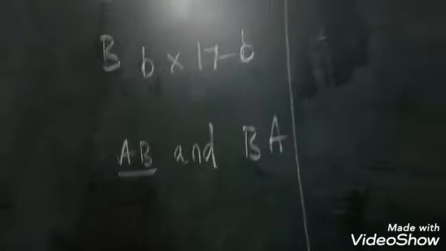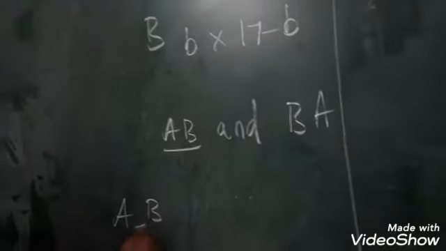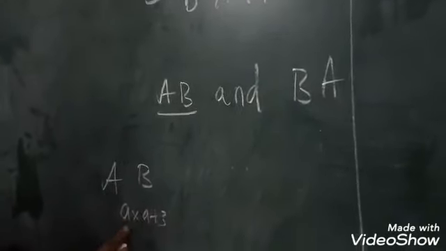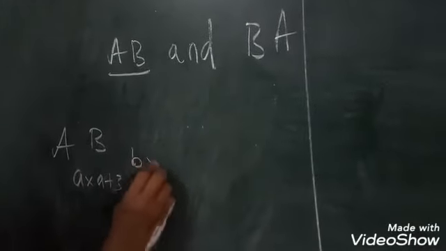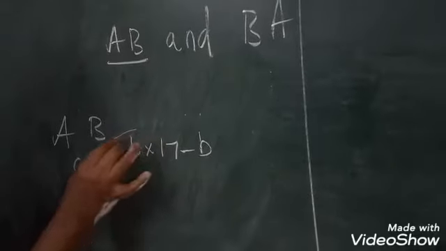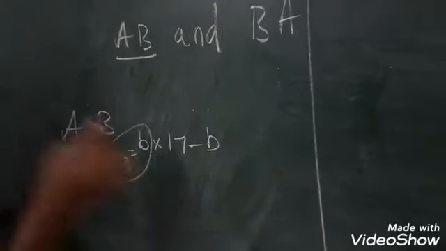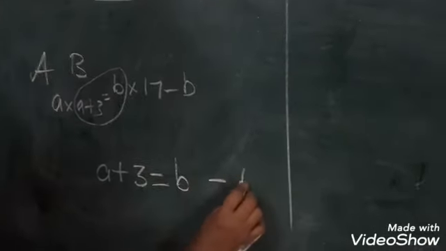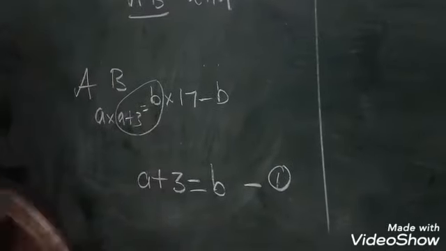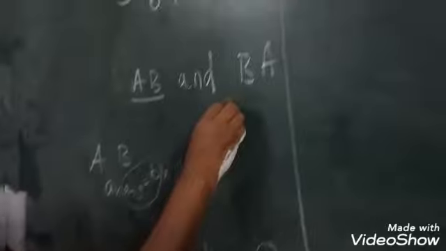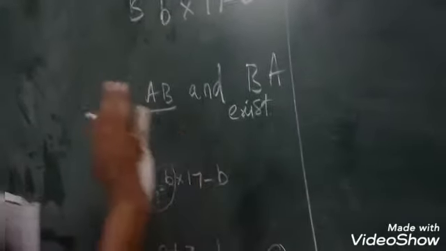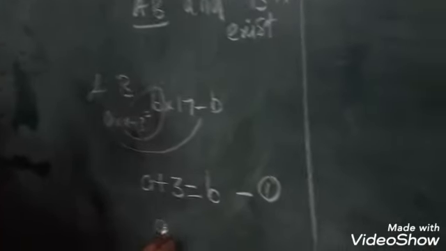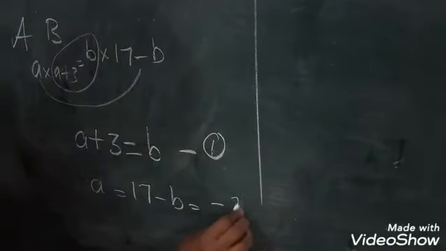Already we know the conditions. What is the condition? How do you find out A matrix? A cross A plus 3, row into column. Then B matrix is B into 17 minus B. Now you have to equate the columns and rows. But what is the first condition? A plus 3 is equal to B. This is the first condition. Only if these two are equal can we multiply. So the equation is given as exist, it is equal, that is the meaning. Okay girls, so that I am equating. Then the second one: A is equal to 17 minus B. This is the second condition.